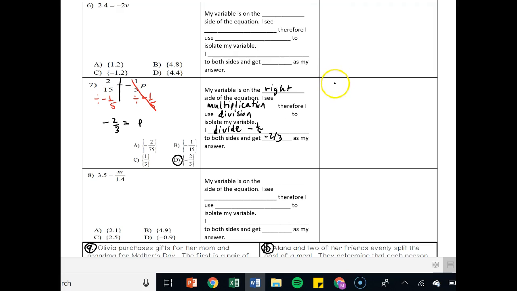To double check, I'm saying 2/15 is equal to negative 1/5 P, but now I'm plugging in. And remember, when you've got a number next to a variable, you're going to want to plug in with parentheses. So parentheses, negative 2/3, close it up, and we're going to multiply this side to make sure it equals this side. 2/15 is indeed equal, a negative times a negative is positive, to 2/15. So I know I am correct.